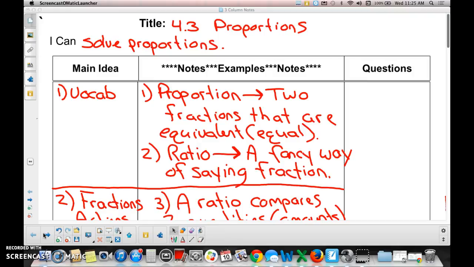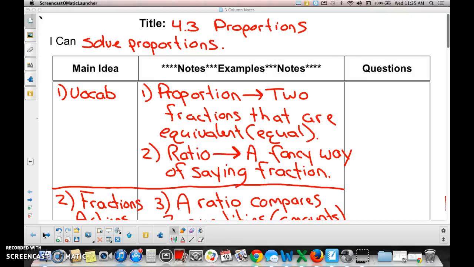Two fractions that are equivalent. Can you have a proportion with only one fraction? Yes or no? No. Proportions must have how many fractions? Two. Could somebody raise their hand and tell me another name for a fraction? A fancy name for a fraction, Tristan.